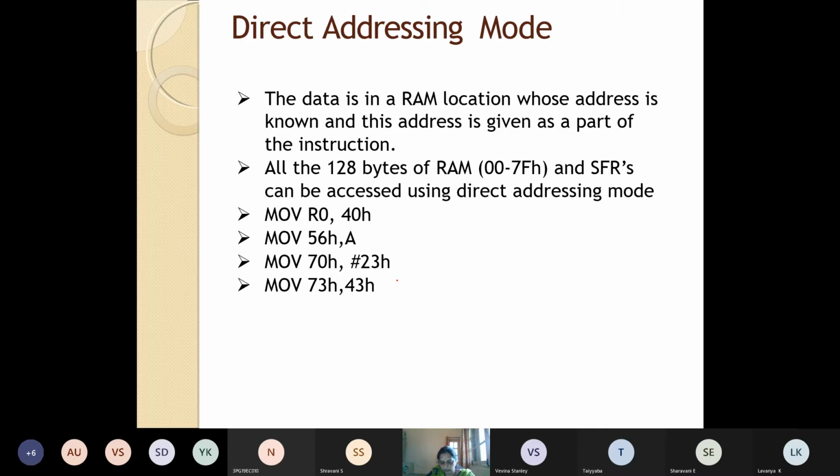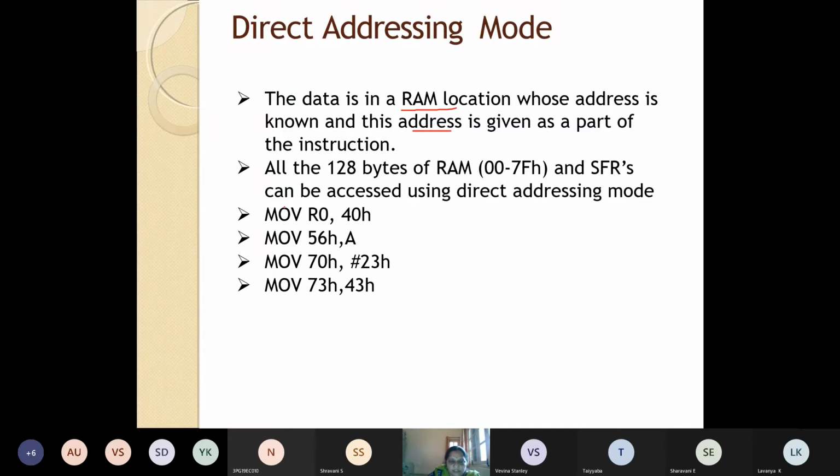In the direct addressing mode, the data is in the RAM memory location. The address of that RAM memory location I will be knowing, and that address is given as part of the instruction. So the address of the memory location is directly specified in the instruction, and that is called the direct addressing mode.